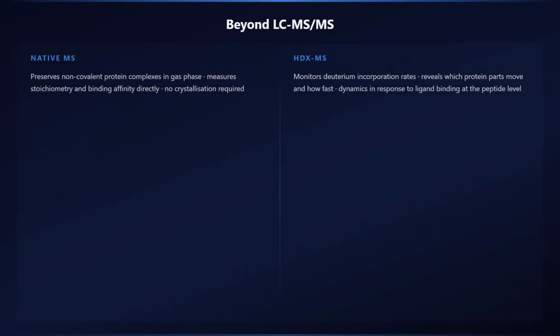Beyond LC-MS, native mass spectrometry preserves non-covalent protein complexes in the gas phase and measures stoichiometry and binding affinity directly. No crystallization required. Hydrogen deuterium exchange MS, HDX-MS, probes protein conformation and dynamics at the peptide level by monitoring deuterium incorporation rates as a function of solvent exposure. Cryo-EM tells you what a protein looks like at atomic resolution. HDX-MS tells you which parts move and how fast, and in response to binding a ligand.